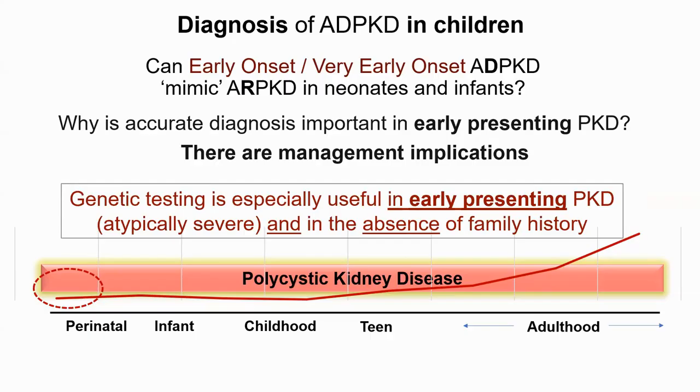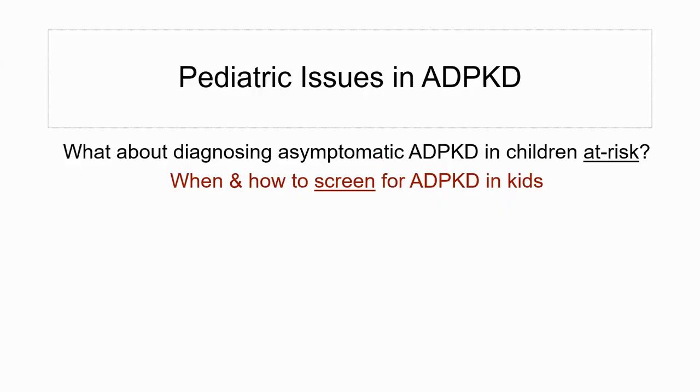And in such situations, genetic testing is particularly useful, especially in early presenting PKD, or if there is an absence of family history. So what about making the diagnosis by choice? Children who are at risk for ADPKD due to a family history: should all those kids be screened, and when to screen and how to screen?